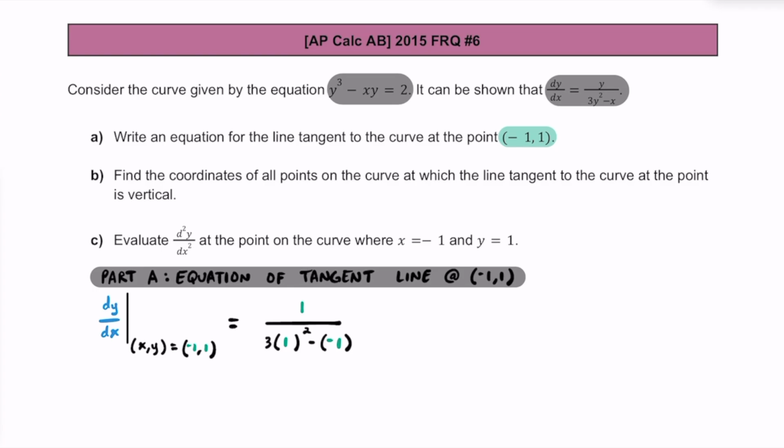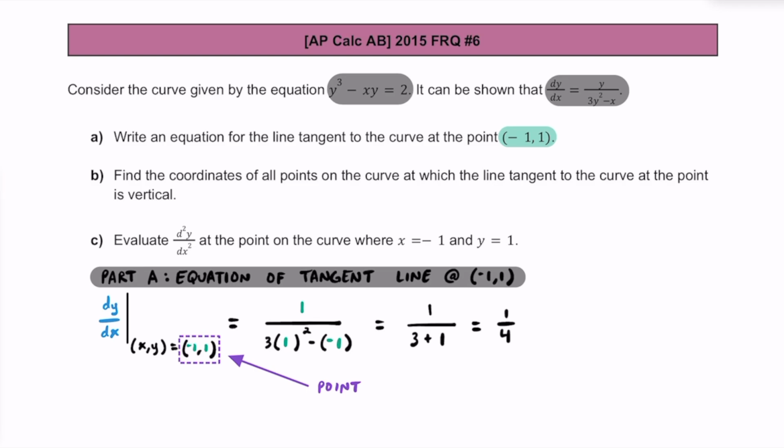Alright, once we substitute in, let's just clean this up a little bit. In the numerator, we're still going to have this 1 on top. In the denominator, this 1 squared is going to be 1. 1 times 3, that's going to be 3. And then we're going to take away -1, or just add 1. So we can say that this is going to be equal to 1/4. So the instantaneous rate of change, or the slope at this particular point, is going to be 1/4.